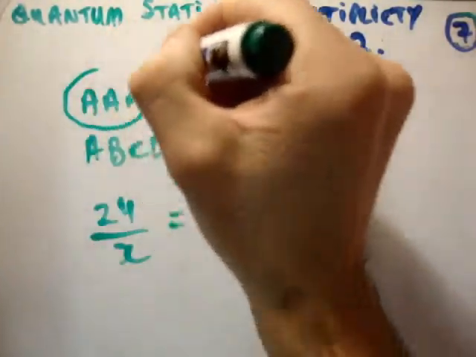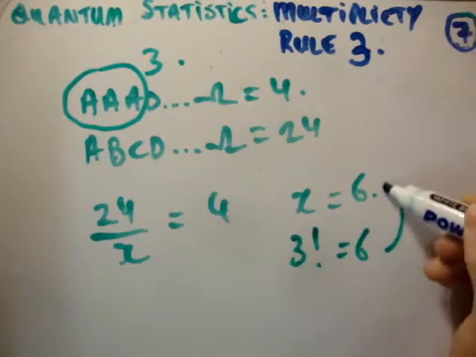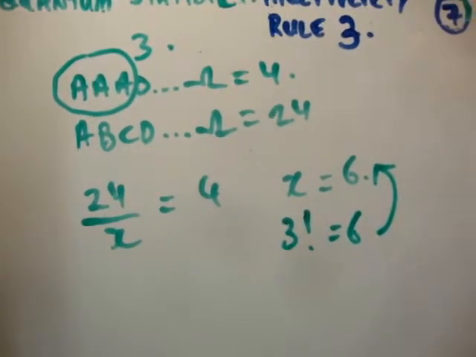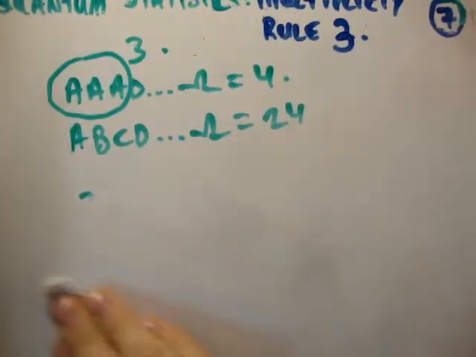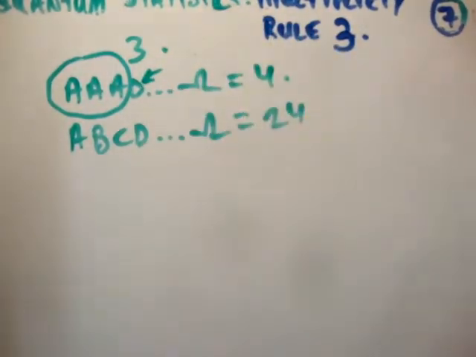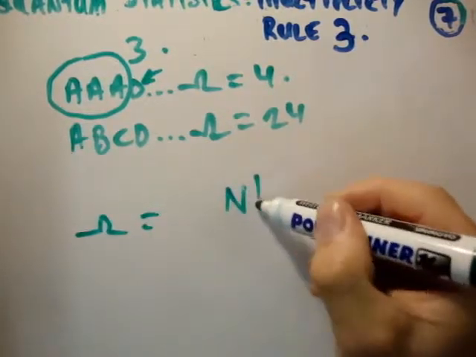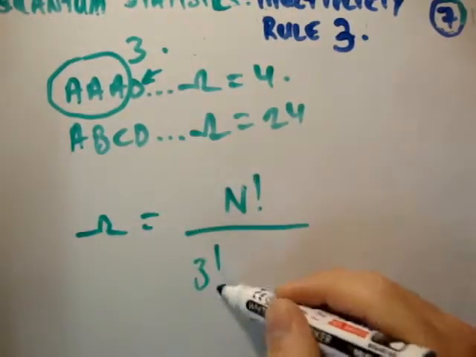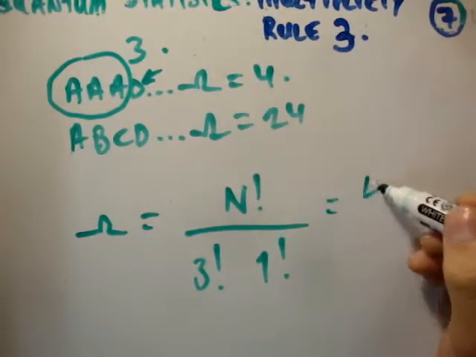Now note we have 3 identical particles. 3 factorial is equal to 6. So I'm suggesting, it seems, that we're actually dividing by the factorial of the number of identical particles. So, to generalize, what happens if I say that we're also dividing by d factorial? So that the multiplicity is equal to n factorial divided by 3 factorial divided by 1 factorial. That will give me the same answer, that will give me 4.